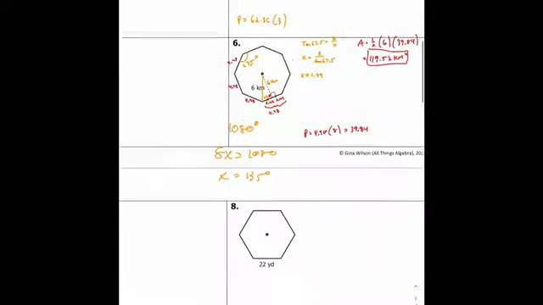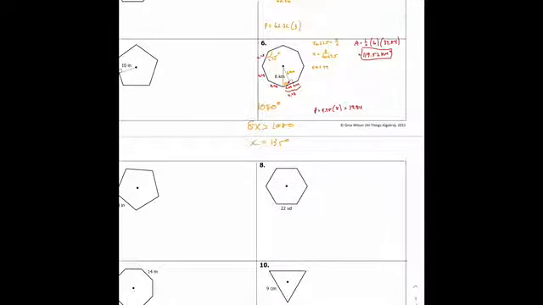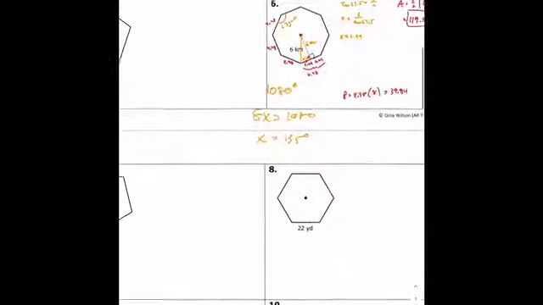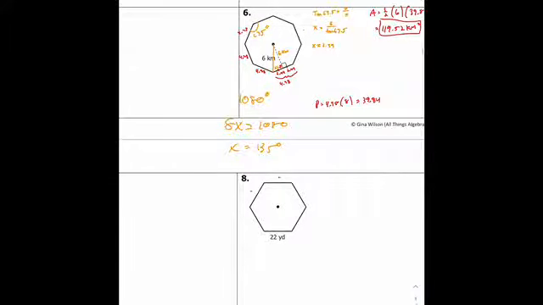Good problems. Number 8. So they give us the side, and we're trying to find the apothem now. So first thing, how many sides? 1, 2, 3, 4, 5, 6. So 6 sides. N equals 6. So 6 minus 2 times 180 will give us 4 times 180, which is 720 degrees for the internal angles. And there's 6 angles.